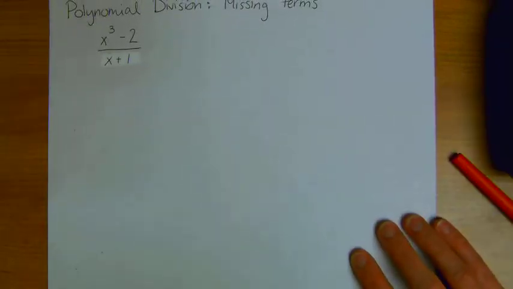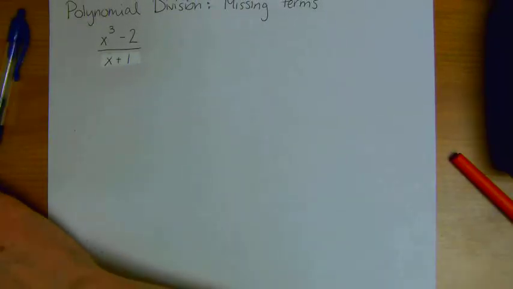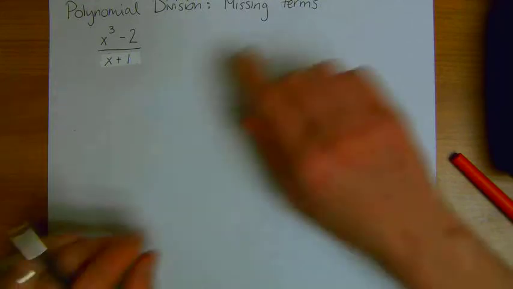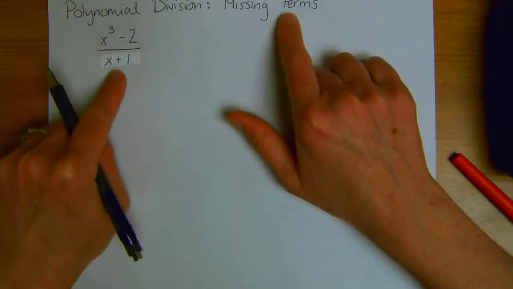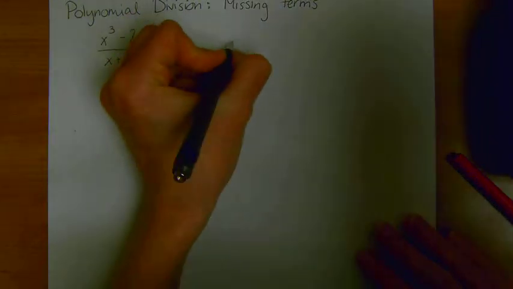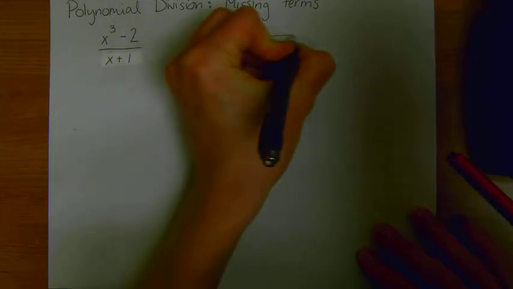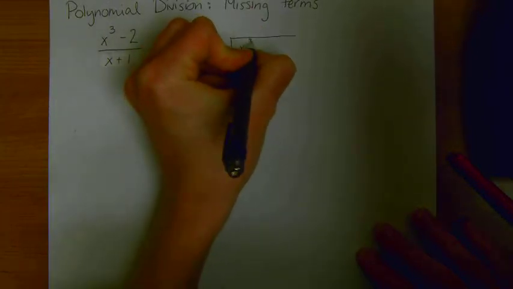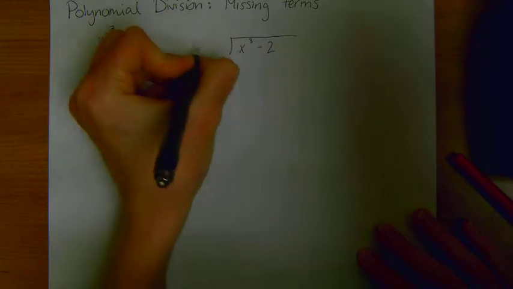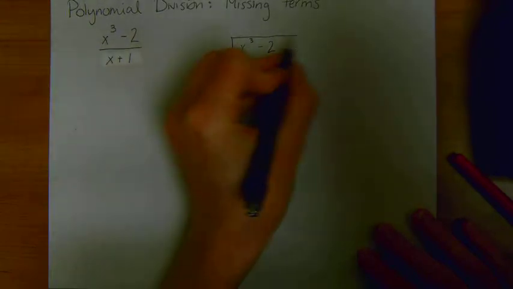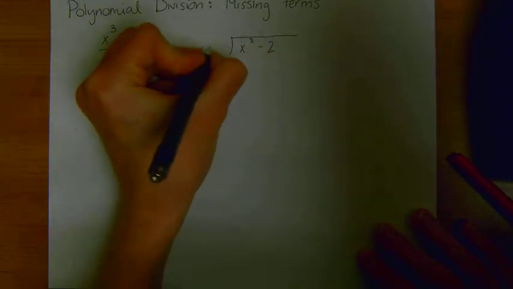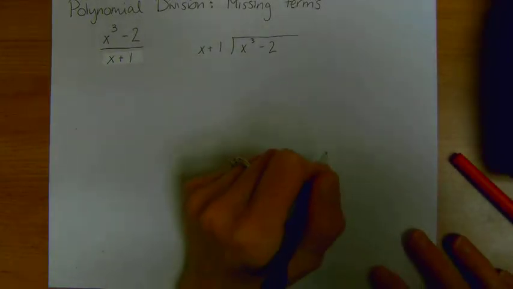We're going to do one more example, one that looks easy but ends up being sort of complicated. It's one in which I have missing terms. So setting up our division, I'll set it up incorrectly and then you'll correct me in a second. The numerator goes under the division symbol, and we can follow the steps that we did before.